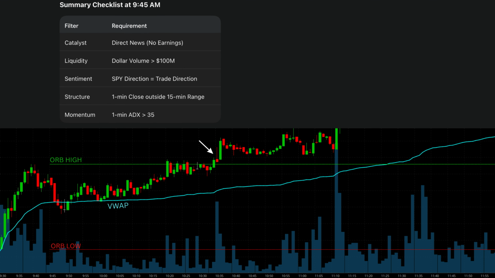Summary checklist at 9:45 a.m. Filter. Requirement. Catalyst. Direct news. No earnings. Liquidity. Dollar volume greater than $100 million. Sentiment. SPY direction equals trade direction. Structure. 1-minute close outside 15-minute range. Momentum. 1-minute ADX greater than 35.